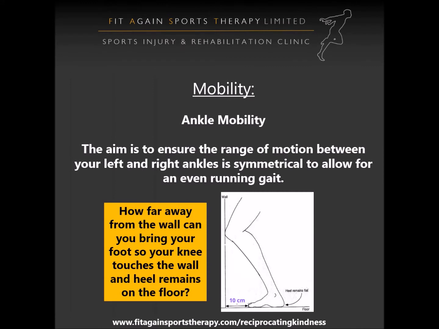Moving on to ankle mobility, our main aim is to ensure that there's symmetry between right and left ankles in order to allow for an even running gait. This picture here shows one option of measuring the ankle flexibility, so it's the knee to wall test. So give this a try in your own time to see if there's any differences that you need to work on.